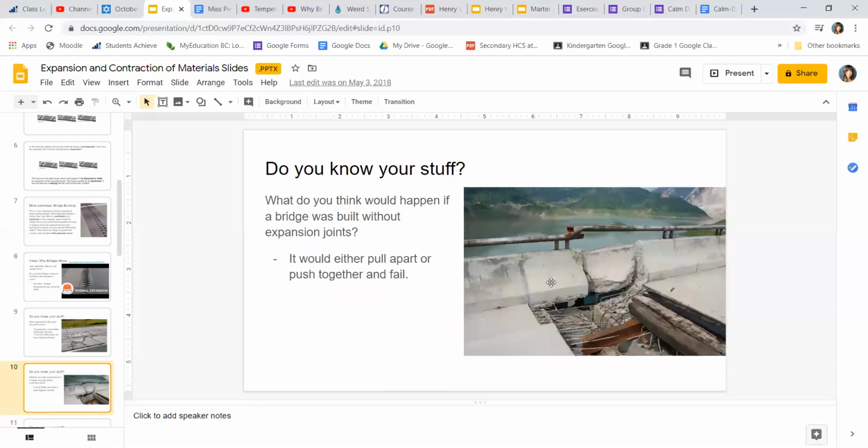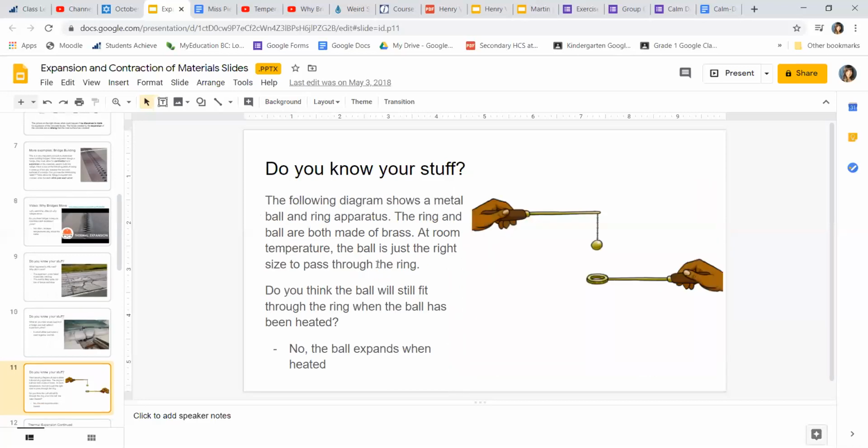Okay. And so here, obviously, you can see that if they don't have proper expansion joints put in place, look at this. Look how awful that is. It's much more likely to pull apart or push together and fail. All right, we're going to move on to that in a moment here.